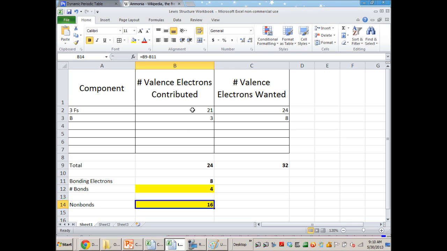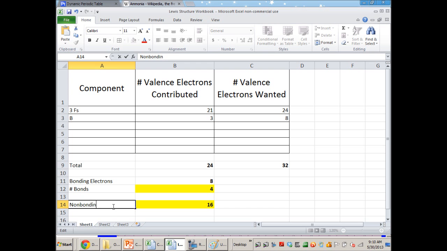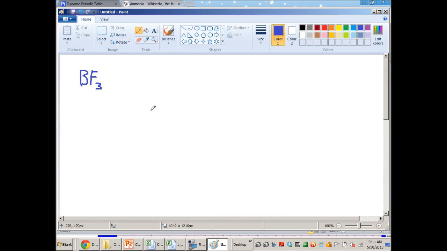I would expect from these calculations that I would get 4 bonds and 16 non-bonding electrons, but I have a feeling I'm making a huge mistake somewhere. So I guess the reason why we're not going to do this is because we're going to end up violating an octet rule. So let's find out. This is kind of an interesting one to start with.